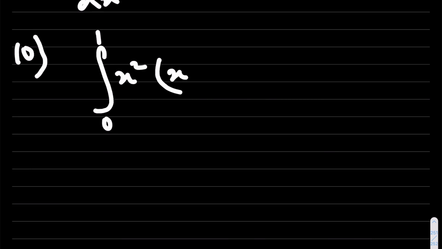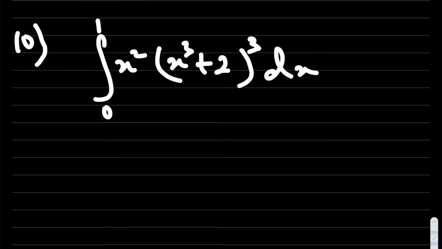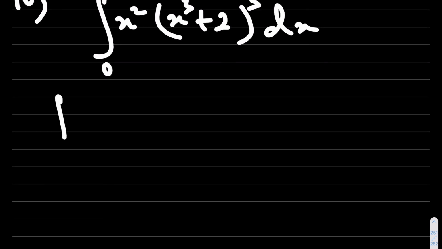We go straight to the next, which is number 10. Evaluate the integral with limits 0 to 1 of x squared into brackets x cubed plus 2 raised to power 3 with respect to x. This is what I'm going to do. I'm going to evaluate the integral first before putting the limit.